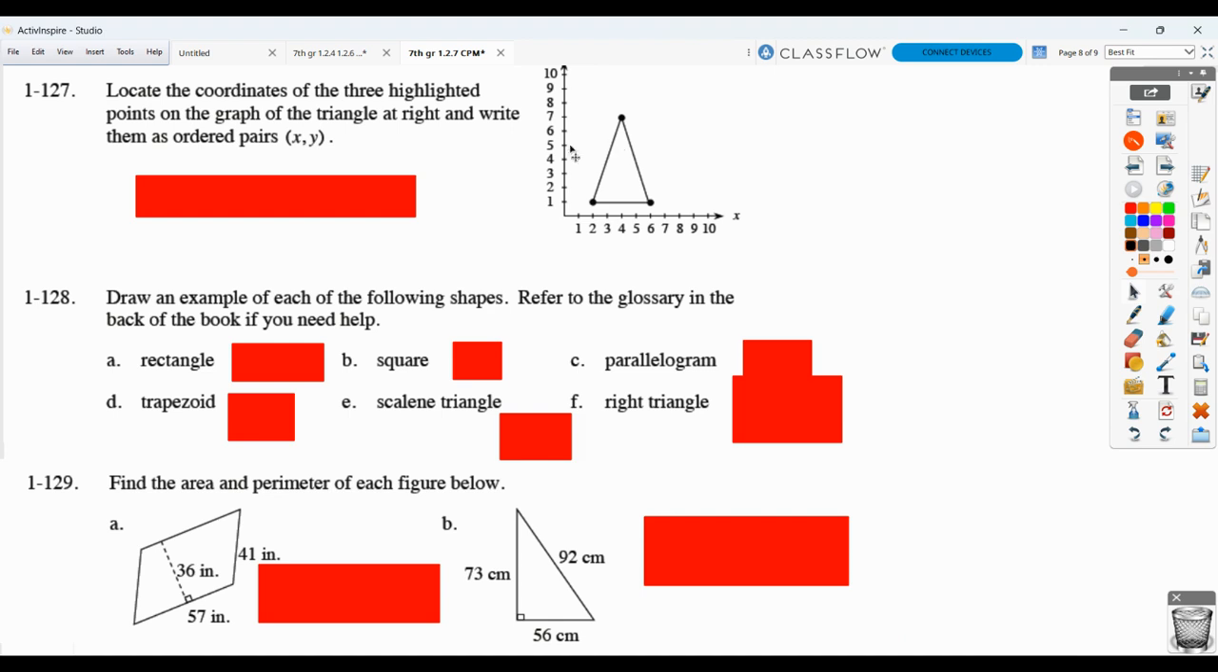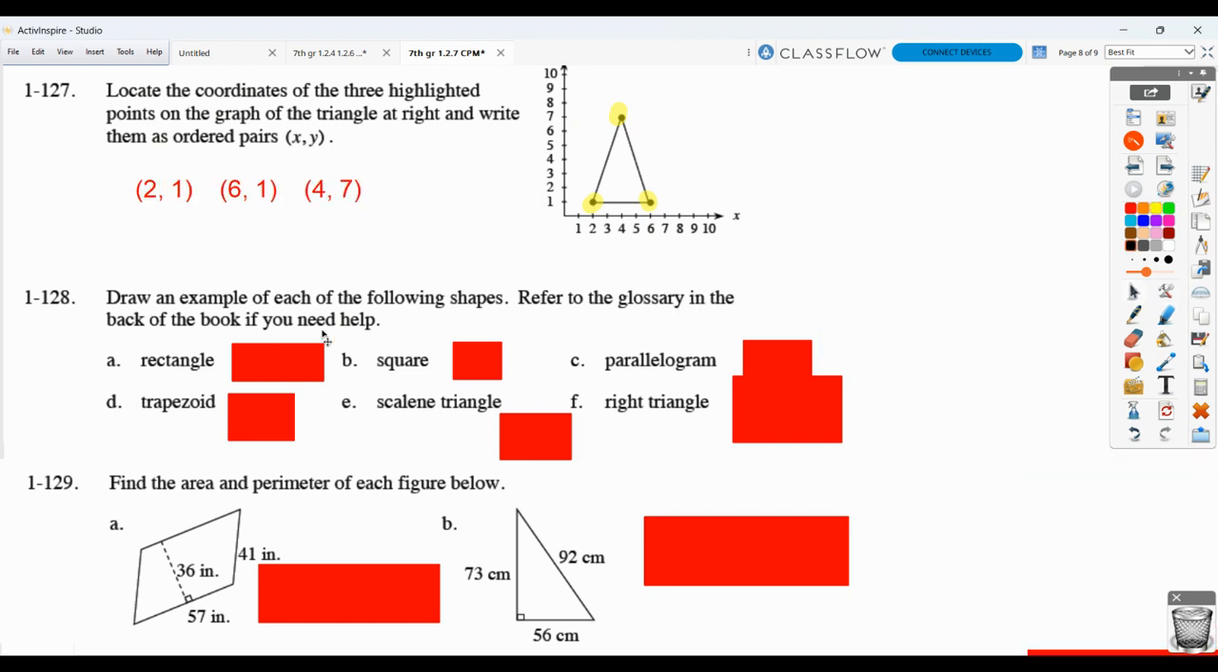Then here you have to write down the coordinates for these 3 points. So you're going to have this one, which is 2, 1. This one, which is 6, 1. And this one, which is 4, looks like 7.